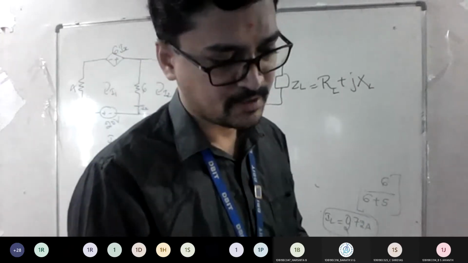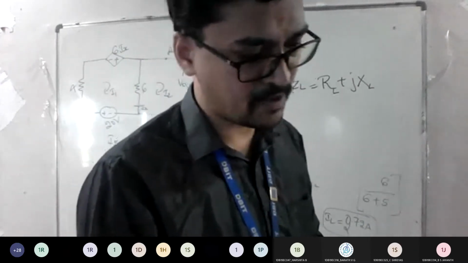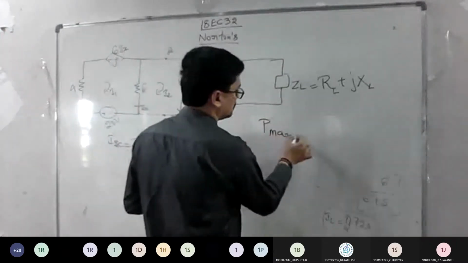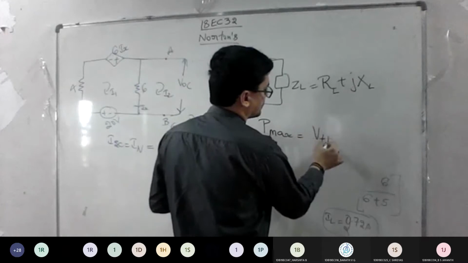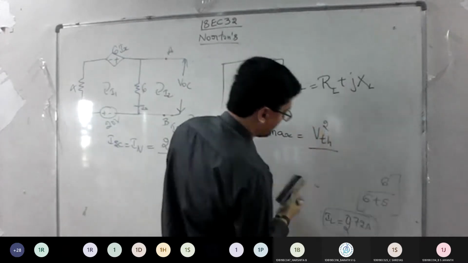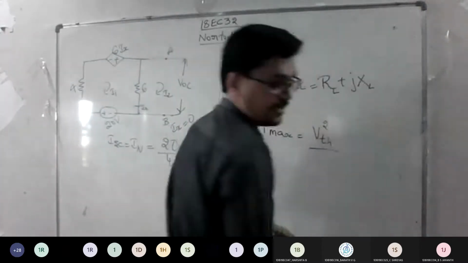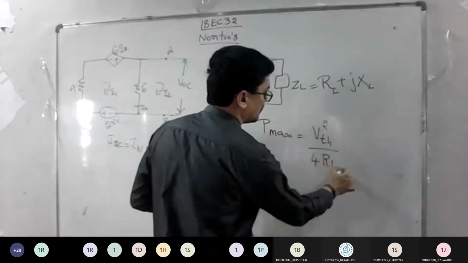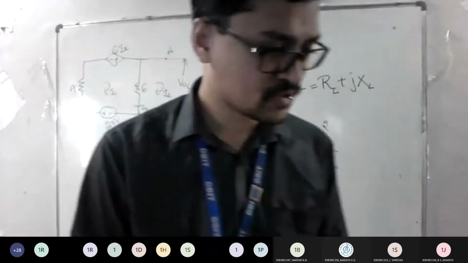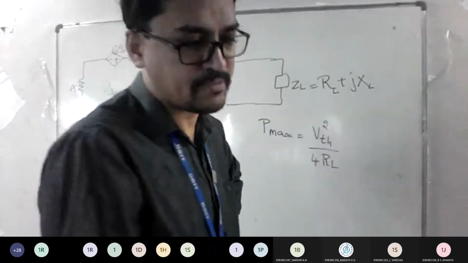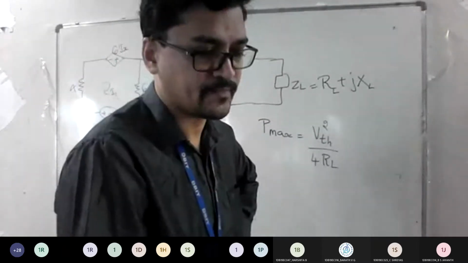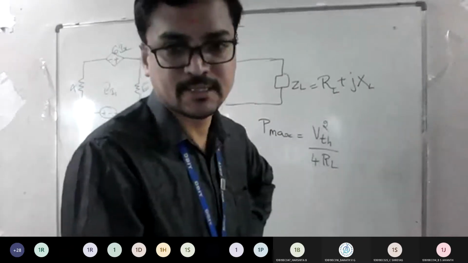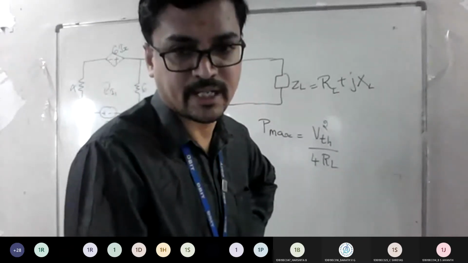So to find the maximum power, the formula is Pmax equals VTH square divided by 4 RL, 4 times of your load resistor. So this is a formula you need to make use of to get the maximum power in a given network.